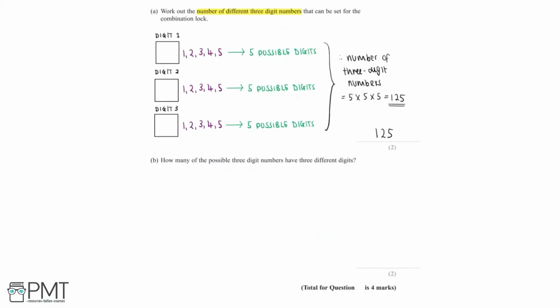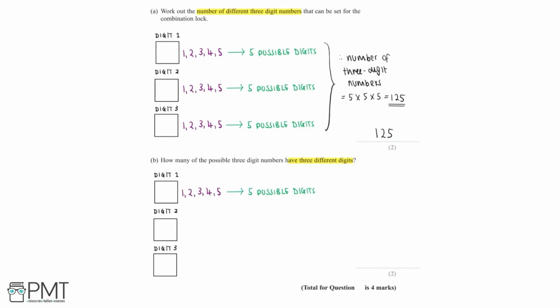Now in part B, we need to find the number of possible 3-digit numbers that have 3 different digits. This means that none of the digits can be the same. So for example, we can't have something like 5, 5, 3 because there are 2 5s in that combination. All 3 of the digits need to be different. When I look at digit 1, we can say that there are 5 possible numbers that can be in digit 1. We could have 1, 2, 3, 4, or 5.